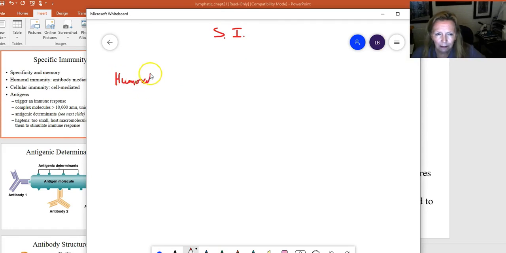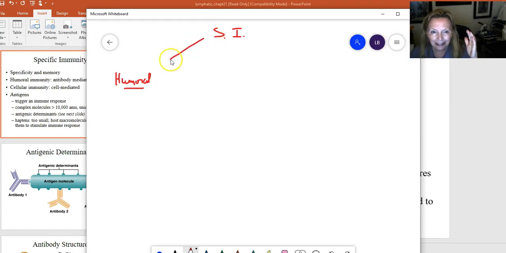Humoral immunity. Humoral, the humors of the body are the fluids of the body. So we're talking about plasma, saliva, tears, gastric secretions, all the fluids of the body, including the lymphatic, the lymph and the lymph return that we talked about. So this is what's going on in those fluids of the body.